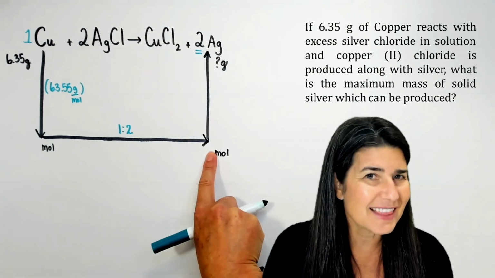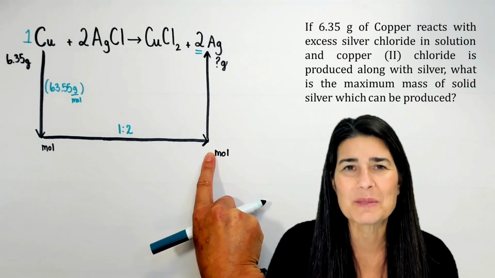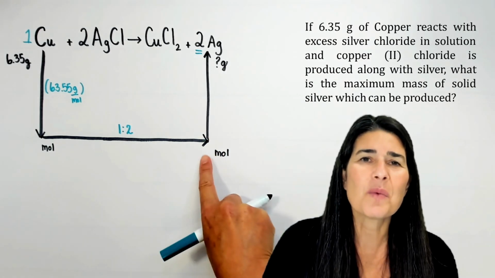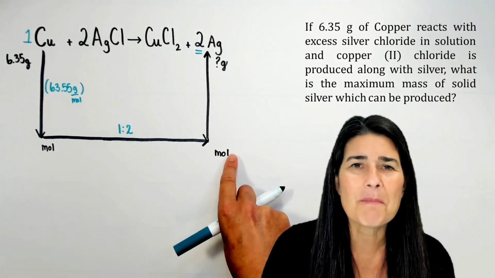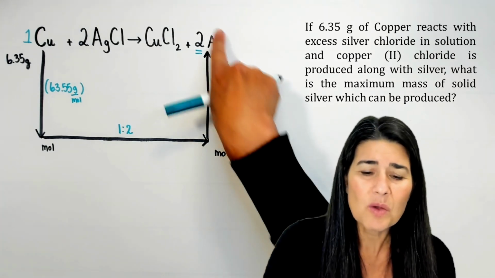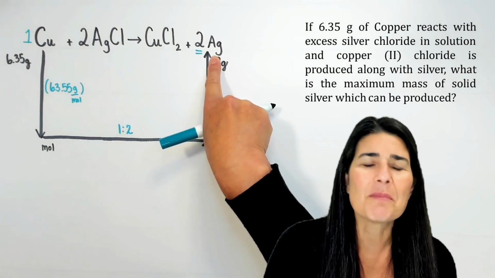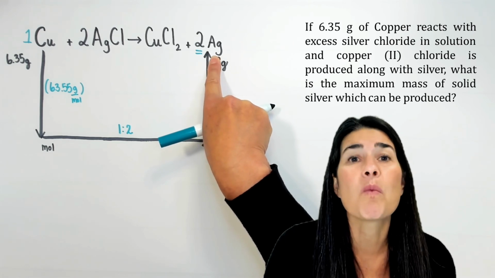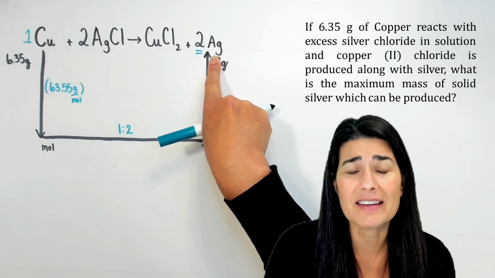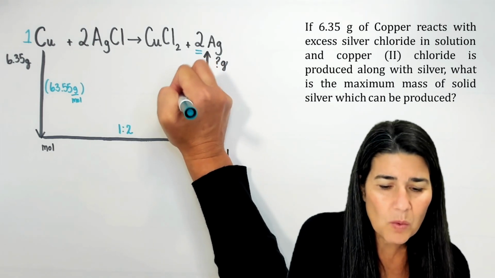Then once I get to this step and I have moles of silver, I need to change those moles to grams. When we go from moles to grams or grams to moles, we just need the molar mass of that compound. We need the molar mass of silver. If you look it up on the periodic table, it has a molar mass of 107.87 grams per mole. Again, I'm going to write that conversion right here.